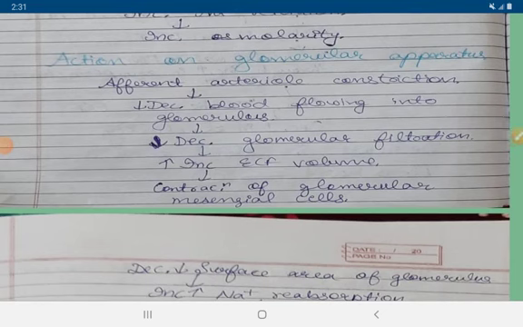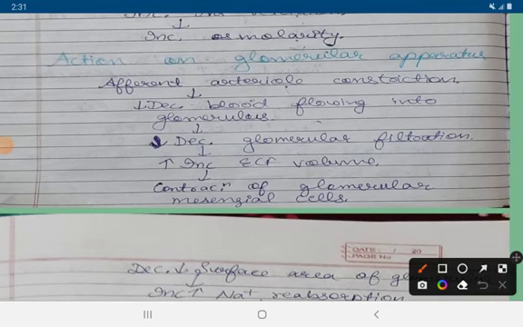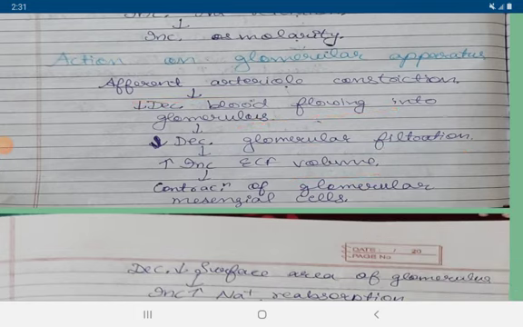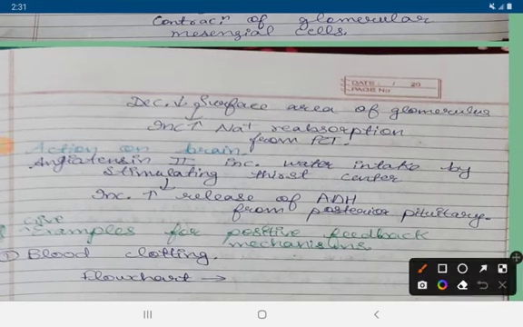Now action on glomerular apparatus. Angiotensin 2 constricts the afferent arteriole and decreases the blood flowing into the glomerulus, thus decreasing glomerular filtration and increasing extracellular fluid volume. It also causes contraction of glomerular mesangial cells, which decreases surface area of the glomerulus, and increases sodium reabsorption from the proximal convoluted tubule.